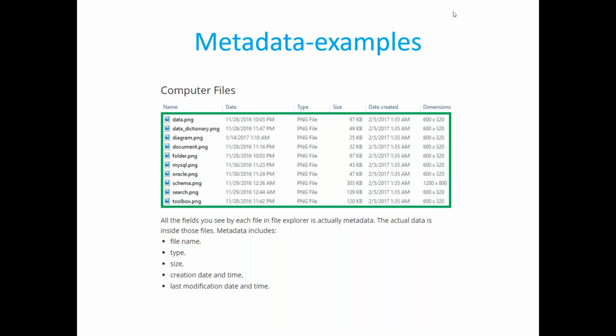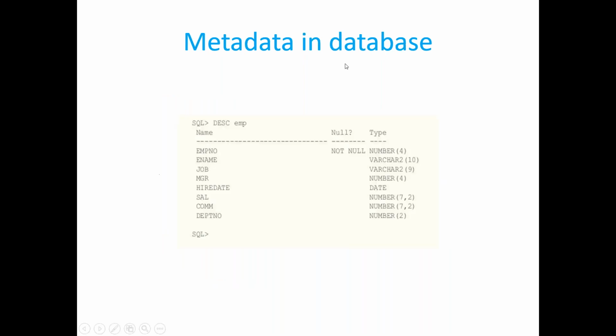So we have seen metadata in general. We have seen metadata with respect to some examples. Now I'll talk about metadata with respect to databases. So what is metadata with respect to databases? Generally in databases, data is stored in the form of tables, right? So one example could be the employee table. We have a query called DESC, which is nothing but describe. So you can use the describe command to describe the employee table.